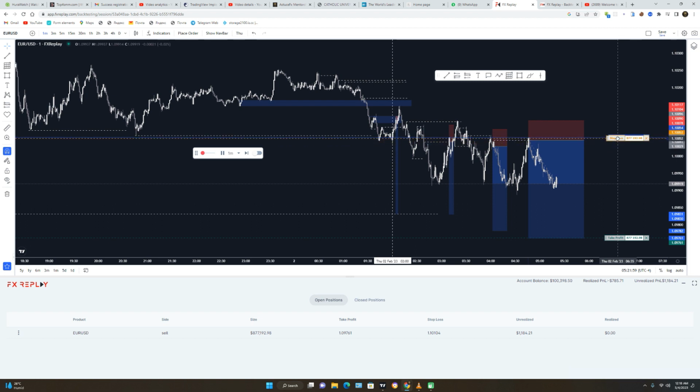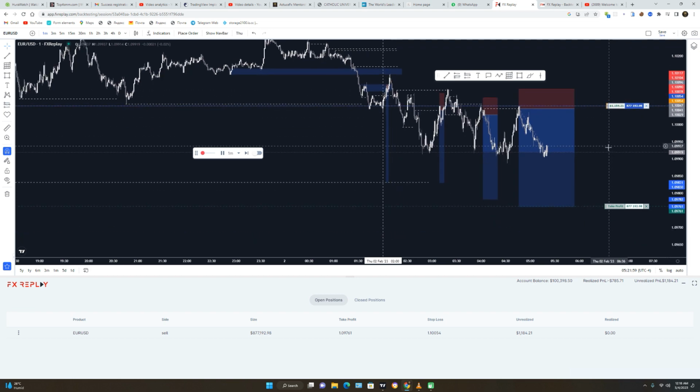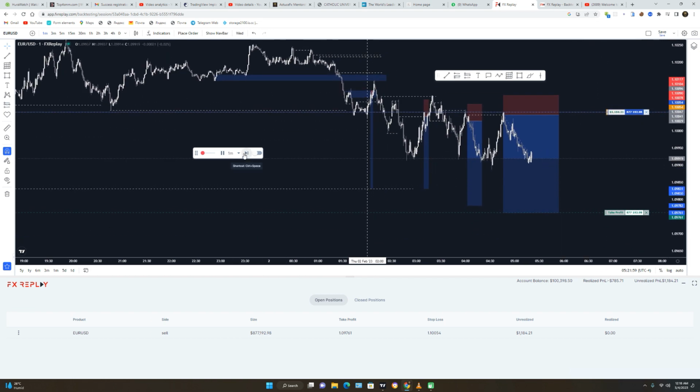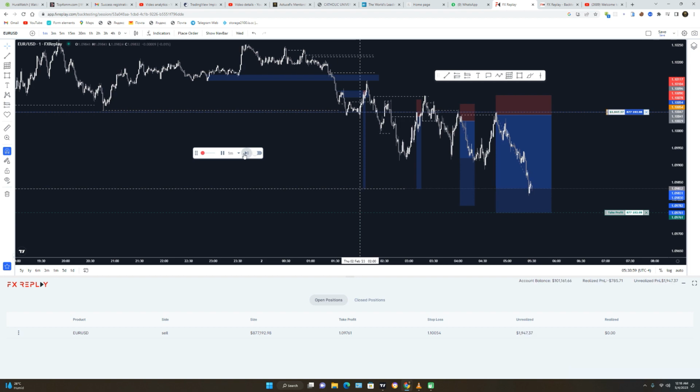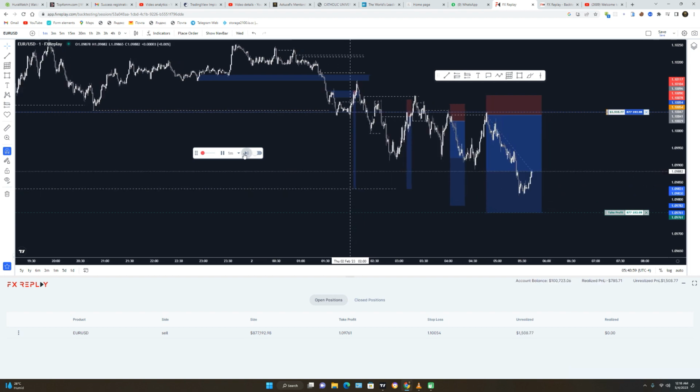What is the, yeah, the stop loss at break even. So now we are at break even. So what do we do? Let's see what price will do. Our TP is there. Let's see what price will do.